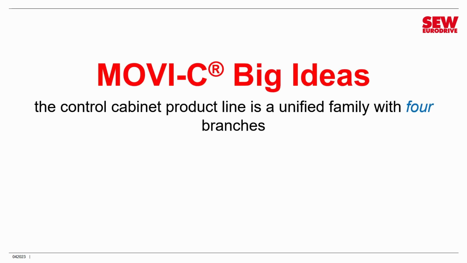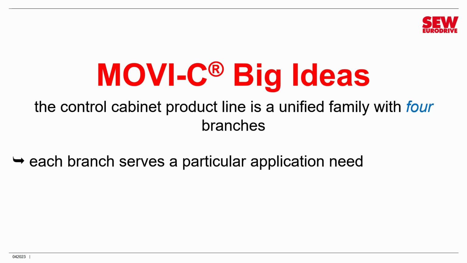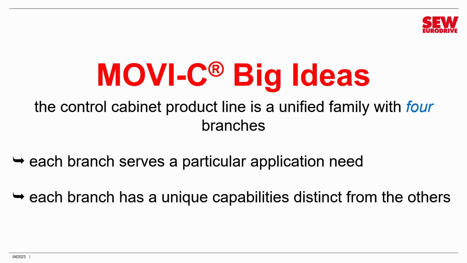Now, a few MOVI-C big ideas. The control cabinet product line, which is what we're studying, is a unified family. It has 4 distinct branches of product, and they have a lot of similarities, but they have some distinct applications. They're designed to cover specific application needs. Each branch has unique capabilities distinct from the others. That's why we have 4 different branches. Again, we're just trying to cover every possible base that a customer might need to drive just about any kind of application.